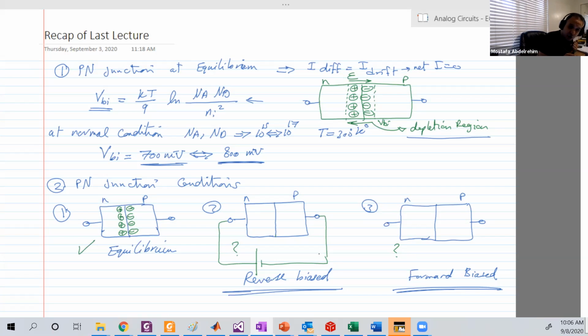For forward, I do the opposite. So the negative will be connected to the N and the positive will be connected to the P. This is just any electric battery, for example, or some voltage.